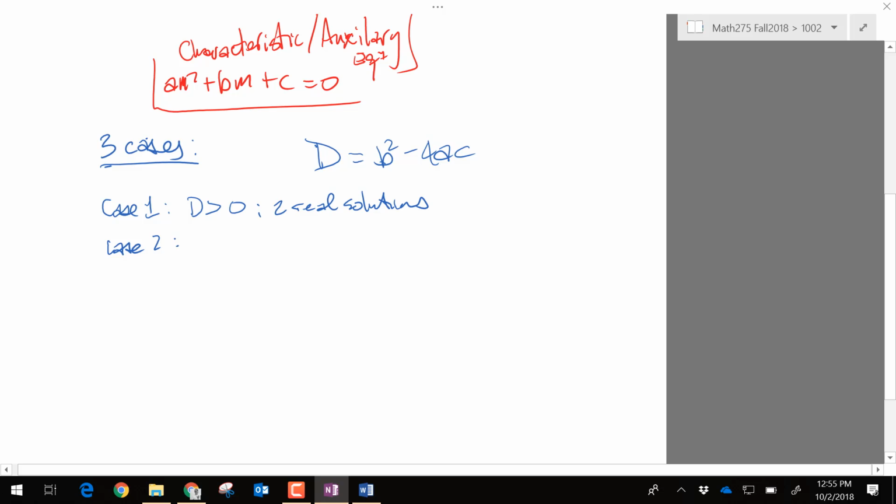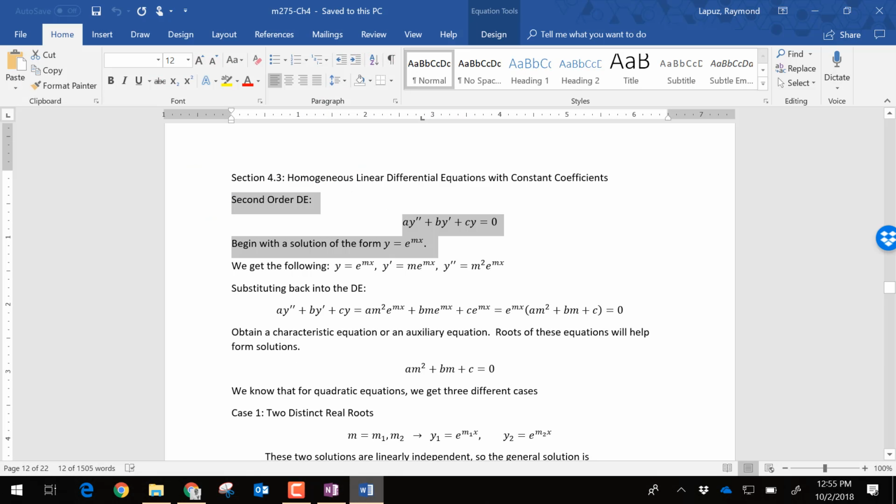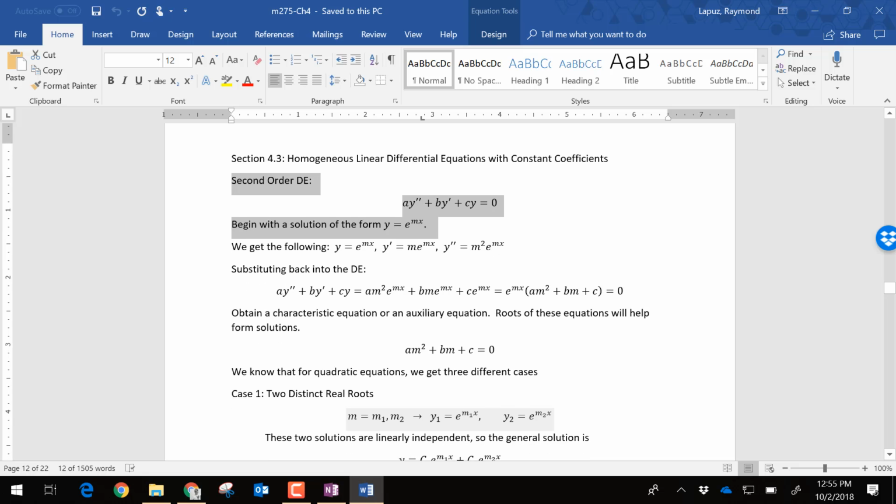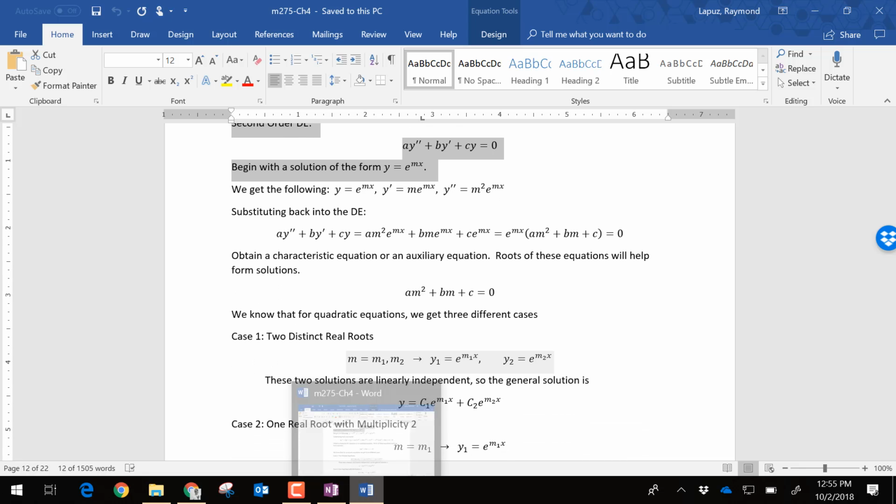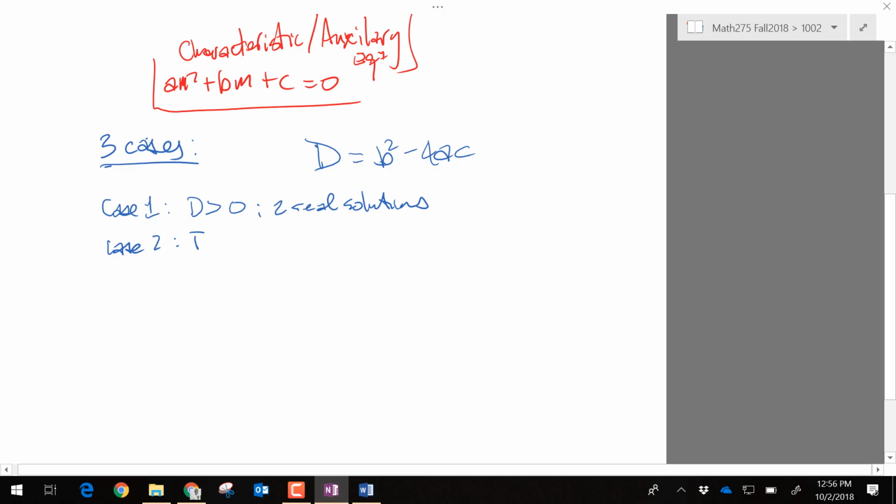Case 2, 1 real root. If the discriminant is equal to 0, then you only have 1 root, right? Because it'll be negative b plus or minus 0 divided by 2a, so it's negative b over 2a. That's just 1 root. It has multiplicity 2, but essentially it's 1 real root.